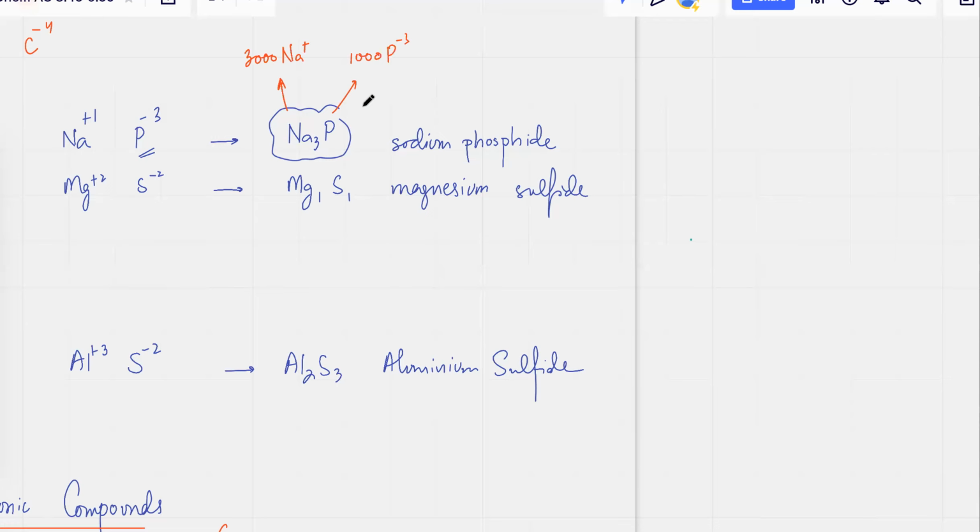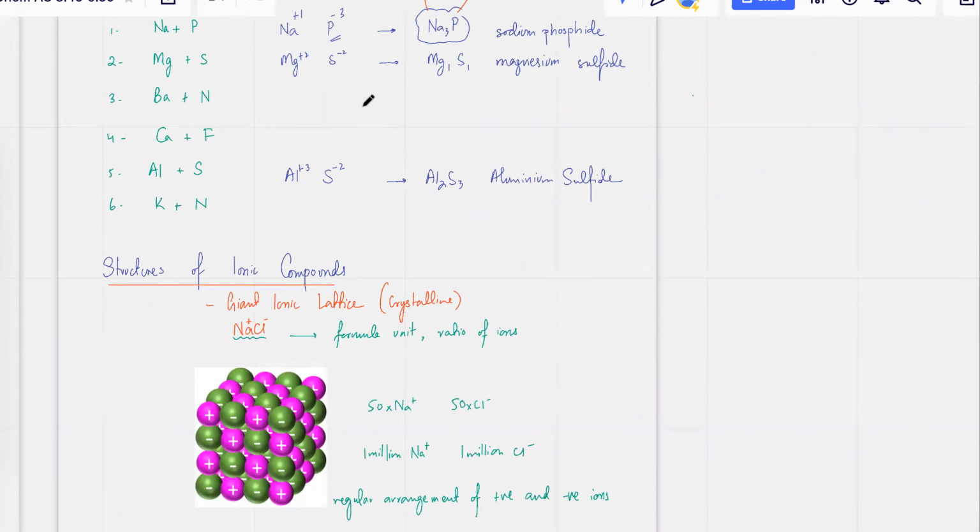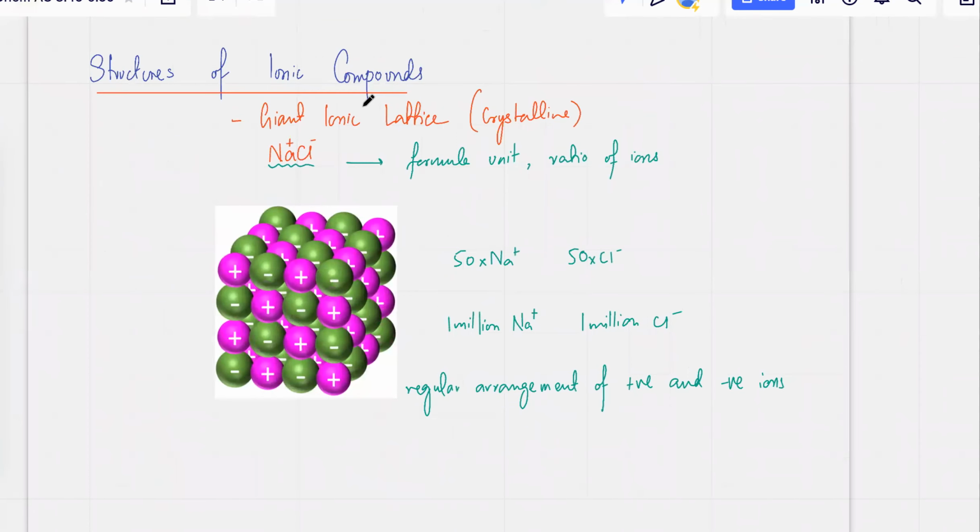So the actual lattice would be really big. It's going to have lots and lots of positive and negative ions. And the formula is going to tell you the ratio in which they're going to exist. Is this point clear? Yes.